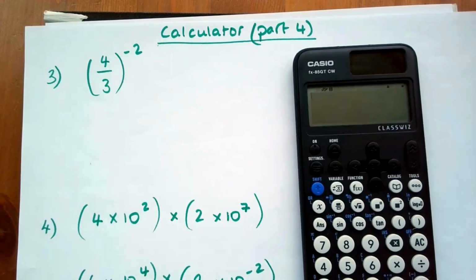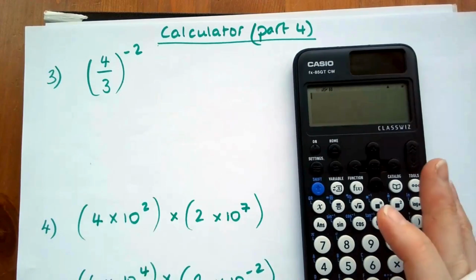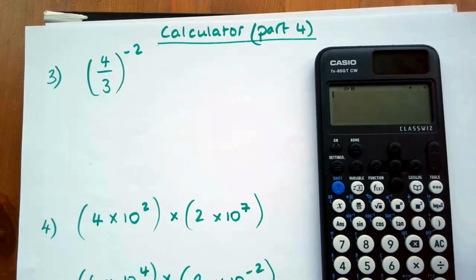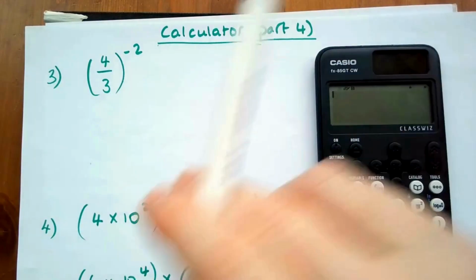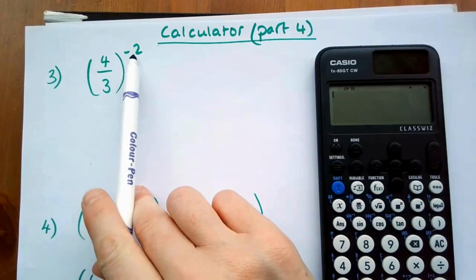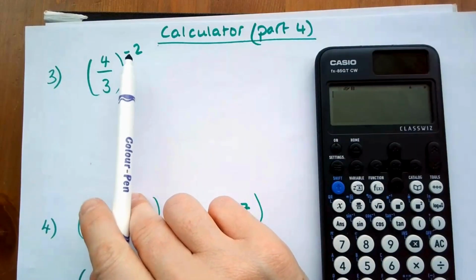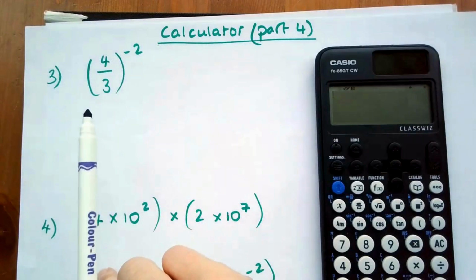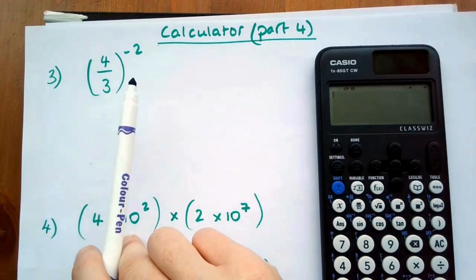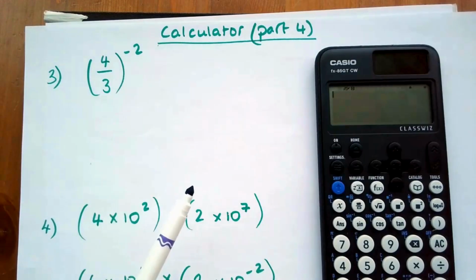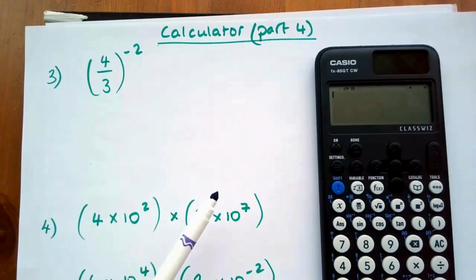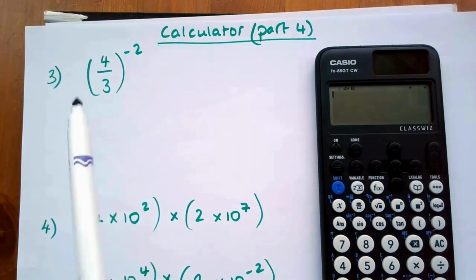Hi everyone, welcome back to my Using a Calculator series. This is part 4. In this video what I'd like to look at is indices, so negative indices, looking at how we put that into the calculator, and I'd like to have a look at standard form. Standard form is useful for your maths exam but also your science exam as well.